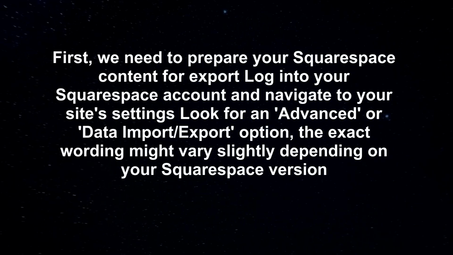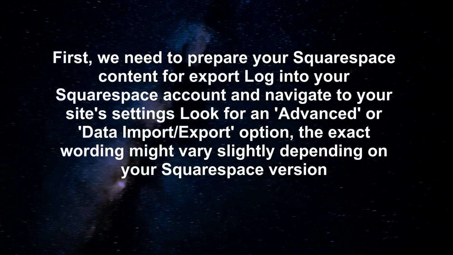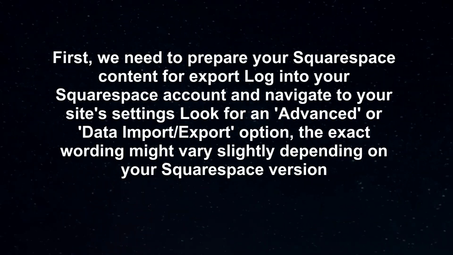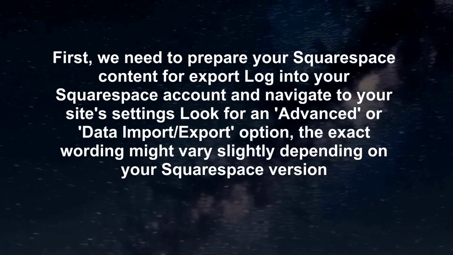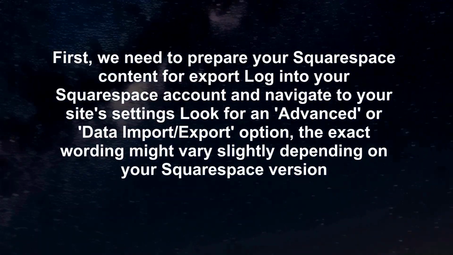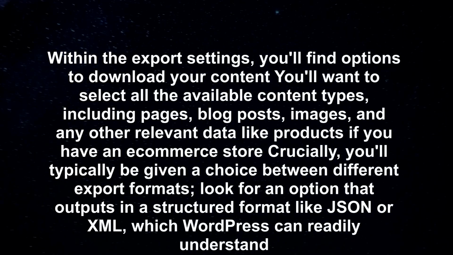First, we need to prepare your Squarespace content for export. Log into your Squarespace account and navigate to your site settings. Look for an advanced or data import-export option. The exact wording might vary slightly depending on your Squarespace version. Within the export settings, you'll find options to download your content.